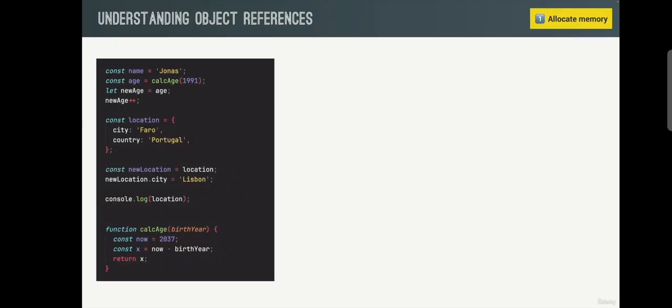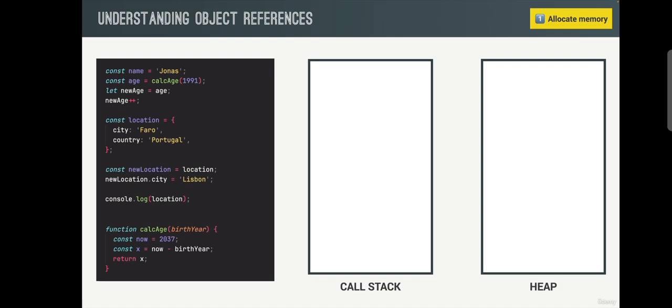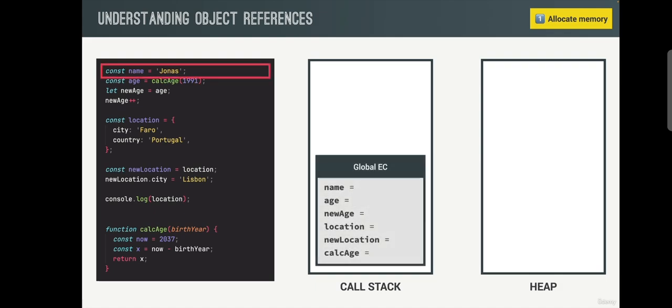So, here we have a piece of code that we'll go through together and analyze exactly what's going to happen in both the call stack and the heap as the code runs. So, when the code starts executing in the first line, the global execution context is placed on the call stack, and the value of the variable name is set to Jonas right in the variable environment of this execution context.